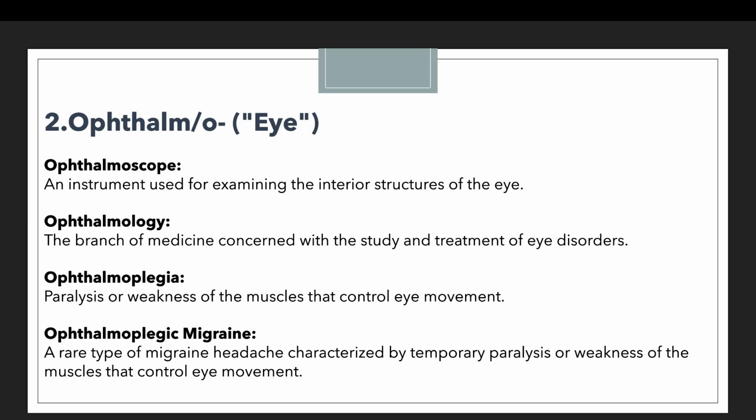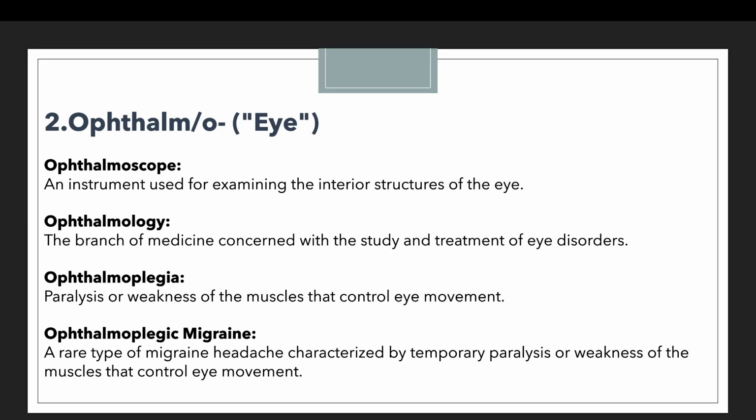What is ophthalmoplegia? It is a paralysis or weakness of the muscles that control eye movement. So this thing we will denote with the help of the terminology ophthalmoplegia, which again starts with the prefix ophthalm.